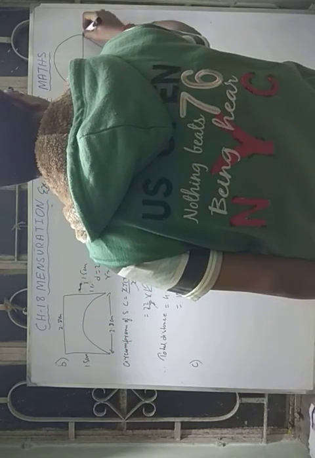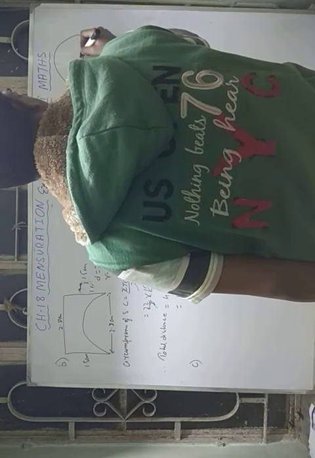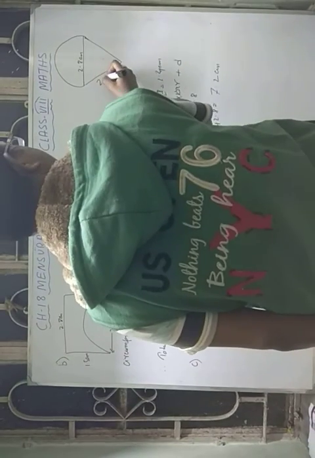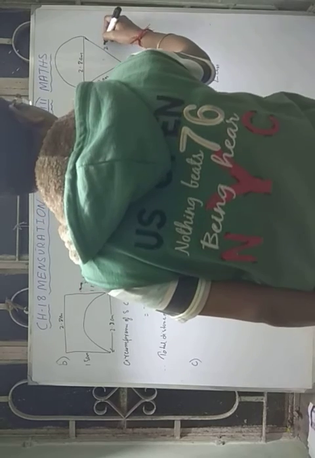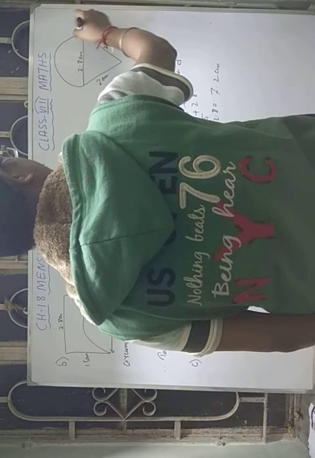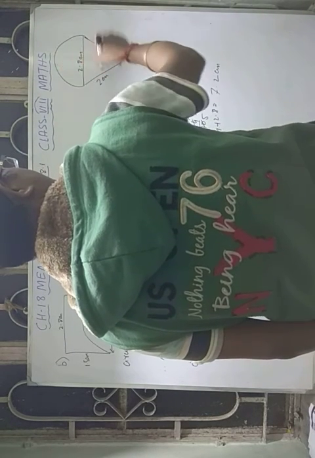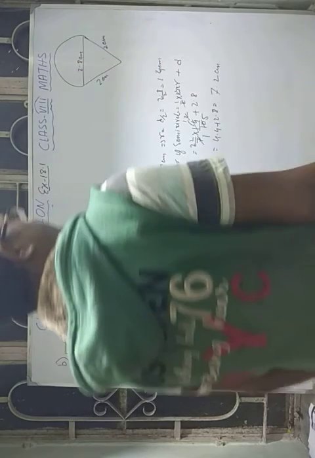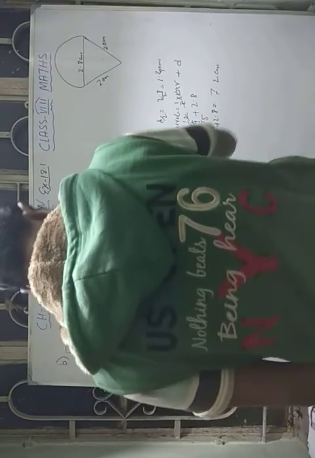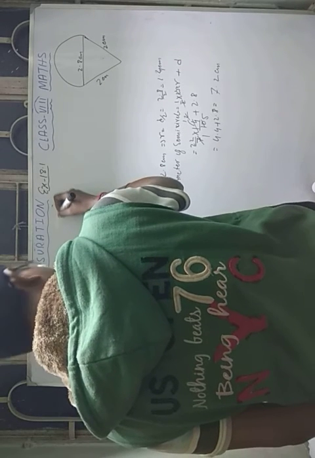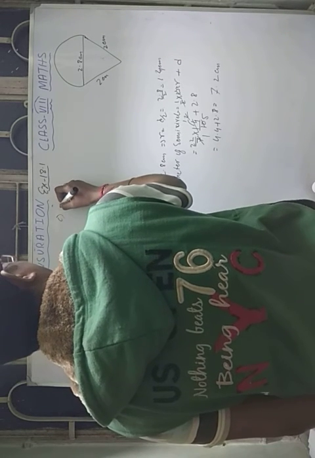Here this portion is 2.8 centimeter, and two radii are given, 2 centimeter, 2 centimeter. This is 2 centimeter, and this portion is also 2 centimeter. Now you just have to find the circumference of the semicircular portion and add them, and you will get the total perimeter of the figure. So first of all you have to find the circumference. It is c.